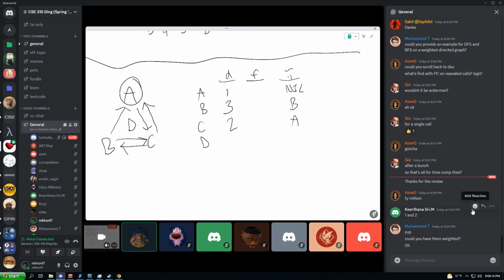Okay. B can connect to A, but A's already discovered, so I can't do anything about that. B can't connect to C, but C's already discovered, so I can't do anything about that. So then B's done. That's 4. Get rid of that. That's not what I wanted. Okay. Then C can't connect to anything. That's 5. Get rid of that. Okay, and then A is 6, so then put 6. Get rid of that. And that's it.